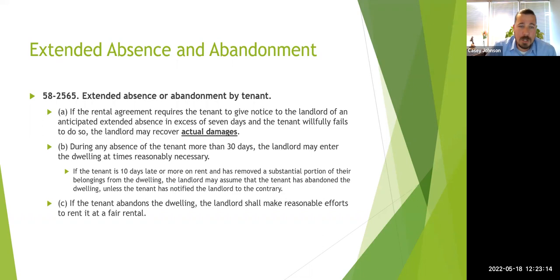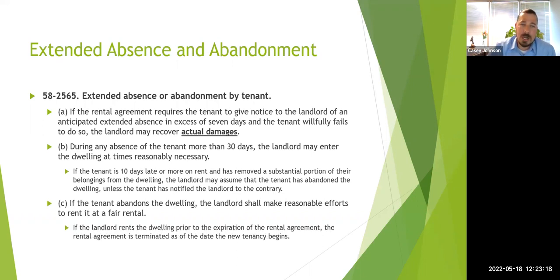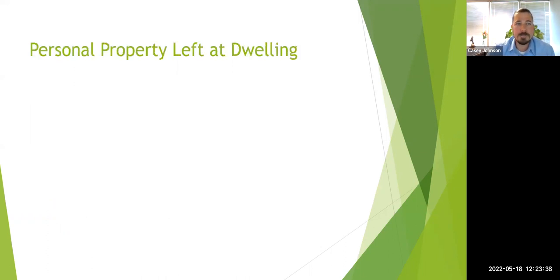If the tenant abandons the dwelling unit, the landlord has to make reasonable efforts to rent it at fair rental value. If they find a new tenant, then they can't charge the old tenant for the remainder of that lease term. But if you're in a year lease and you leave a month in, and the landlord makes a good faith effort to try to find a new tenant and they can't, then the first tenant that's left, that's abandoned the property, is responsible for that 11 months of rent while the landlord couldn't find a new tenant.